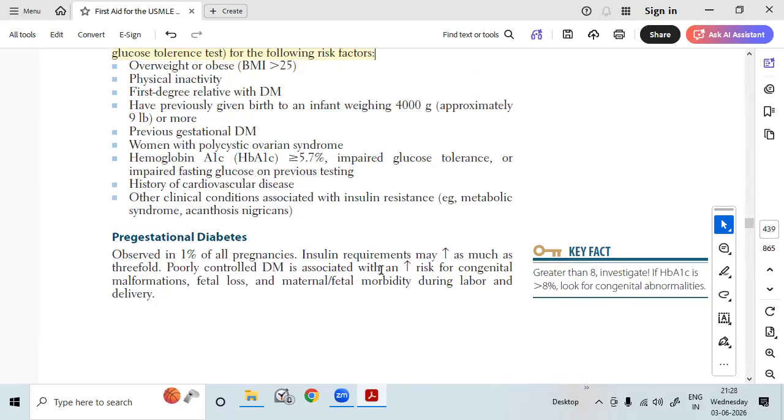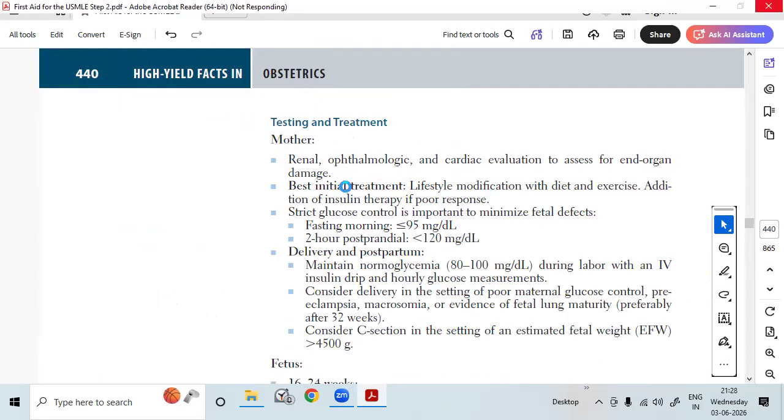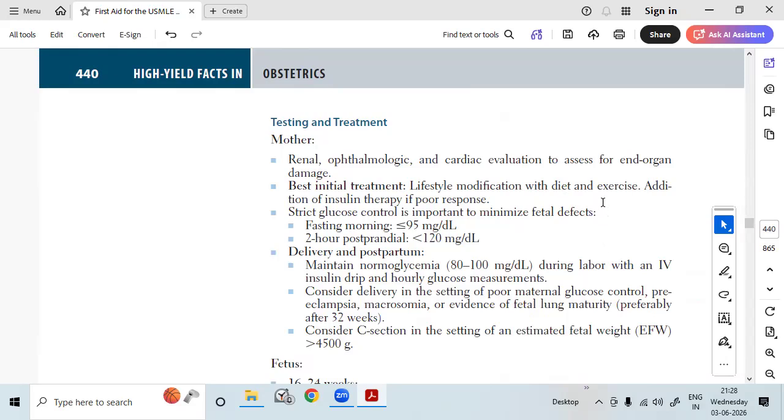Poorly controlled diabetes is associated with an increased risk for congenital malformation, fetal loss, and maternal or fetal morbidity during labor and delivery. If HbA1c is more than 8%, look for congenital abnormalities. Testing and treatment for the mother: renal, ophthalmologic, and cardiac evaluation to assess end organ damage. Best initial treatment is lifestyle modification with diet and exercise, with addition of insulin therapy if poor response. Strict glucose control is important to minimize fetal defects.